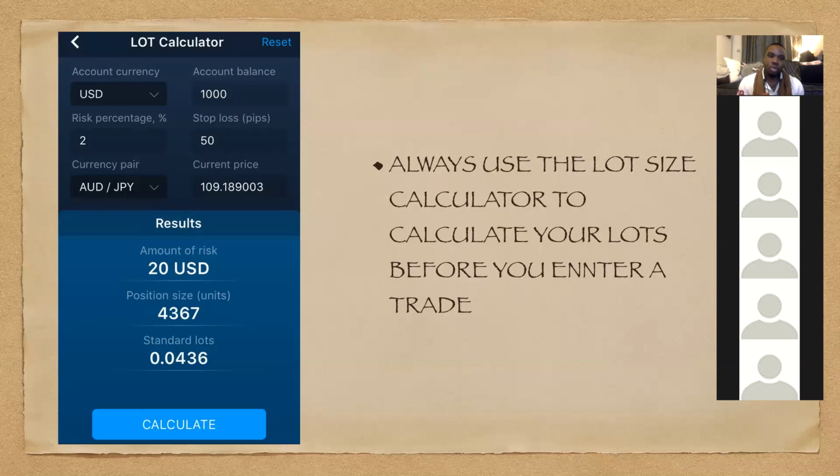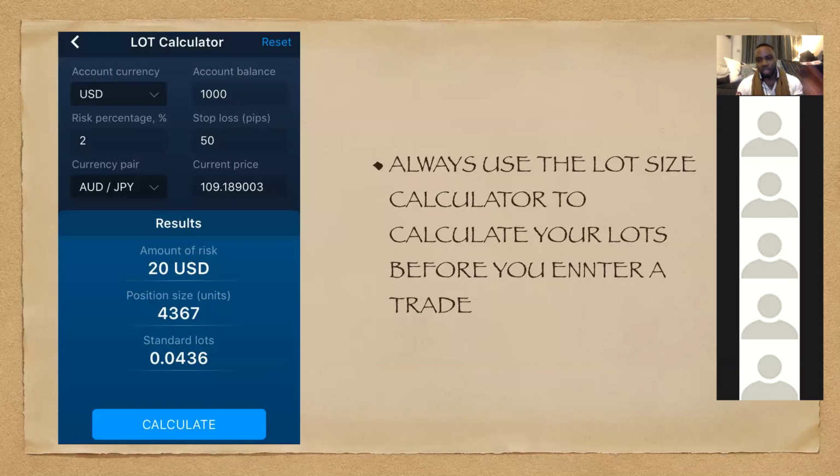The first thing that you want to put in is the account currency. So you want to select what account currency you are using. Is it dollars? Is it pound? New Zealand dollar? Australian dollar? Whatever it is, just put it in. And then the account balance, you want to put in your account balance. So in the example right now, I put in 1,000.